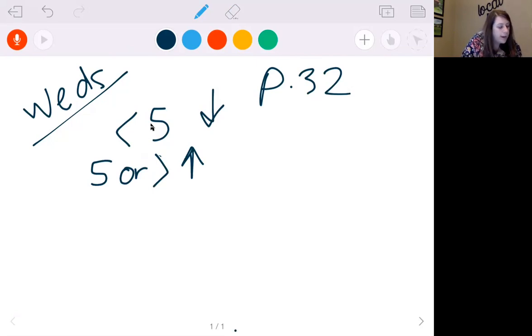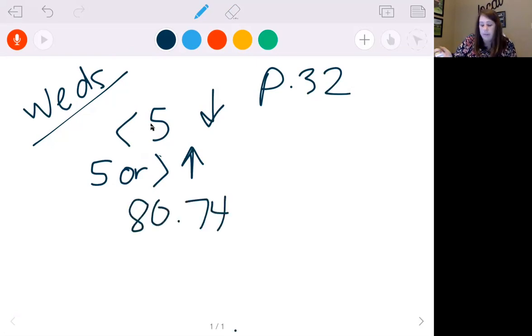So if we want to round 80 and 74 hundredths to the nearest whole number, let's write down 80 and 74 hundredths. To the nearest whole number, we look to the digit to the right of it. So it says look at the digit in the tenths place. So right here, this is our whole number, and that's an 80, not an 86, which is what it looks like. That's going to be our whole number. That's what we're rounding to.